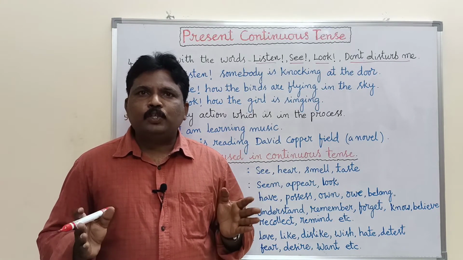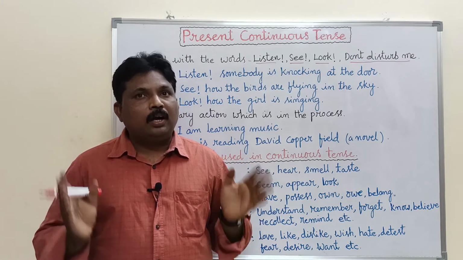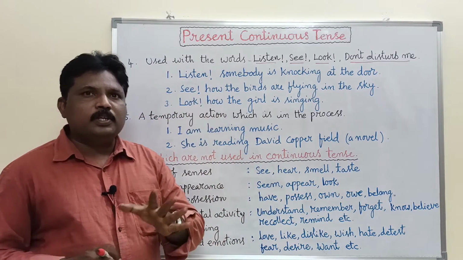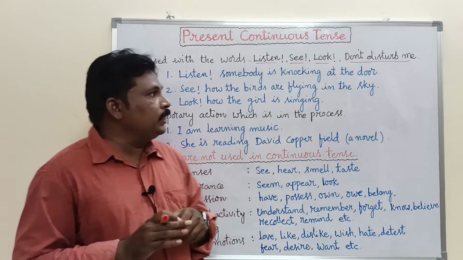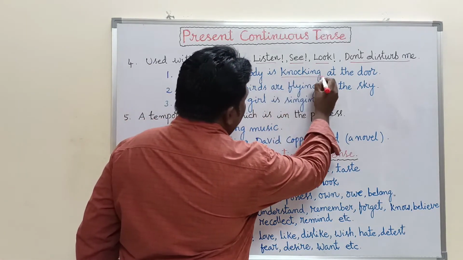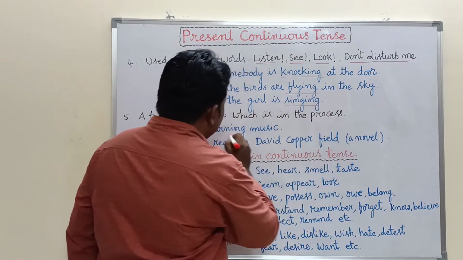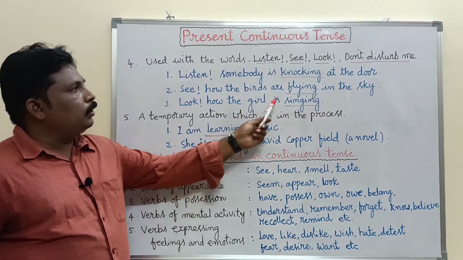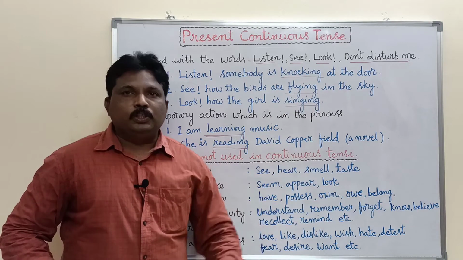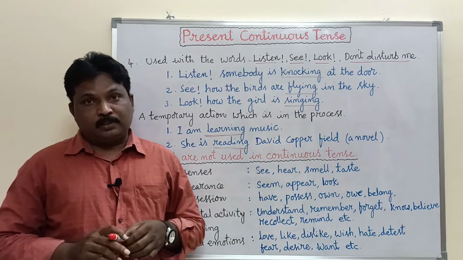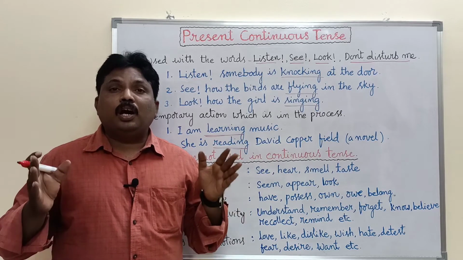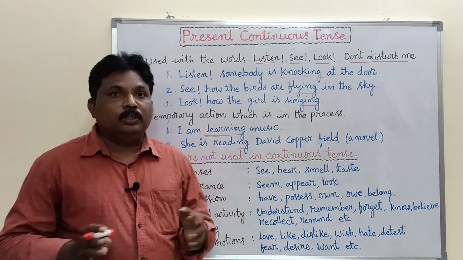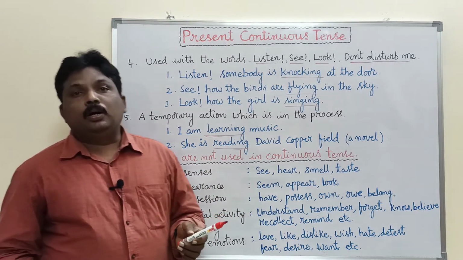So far, I have explained 5 different usages or contexts where present continuous tense is used. But in all these 5 usages, we find a common thing, that is the verb is in continuous form, that is with ing form. In all these, the main verb is with ing form. But there are some exemptions. There are some verbs which are not used in continuous tenses. Those verbs can be used in simple present tense instead of present continuous tense.